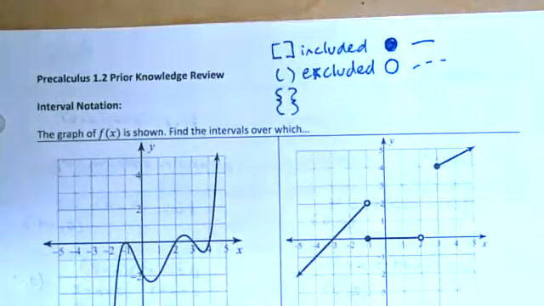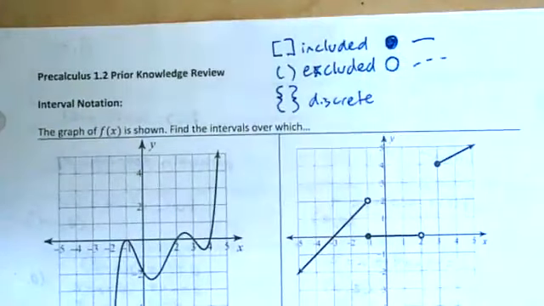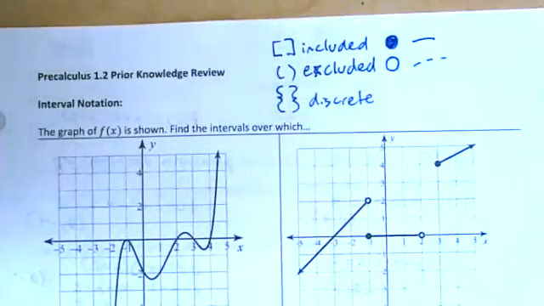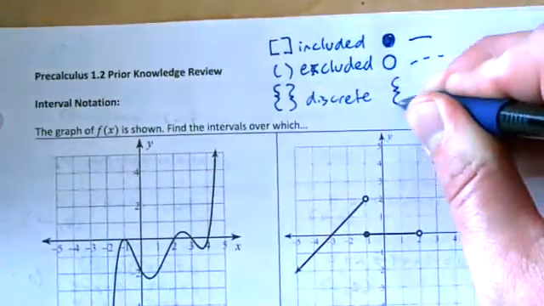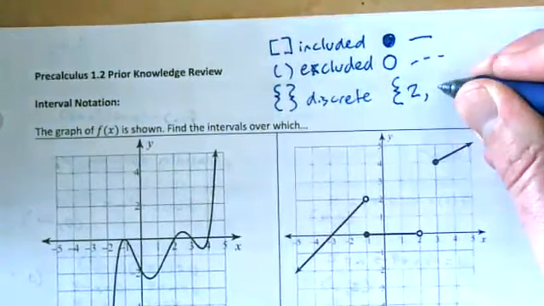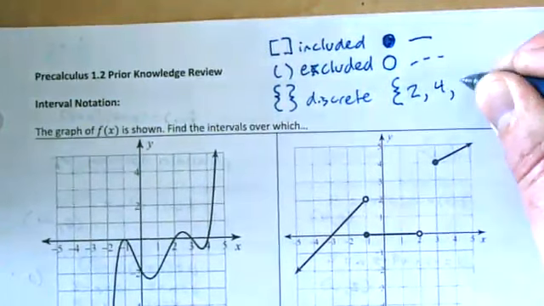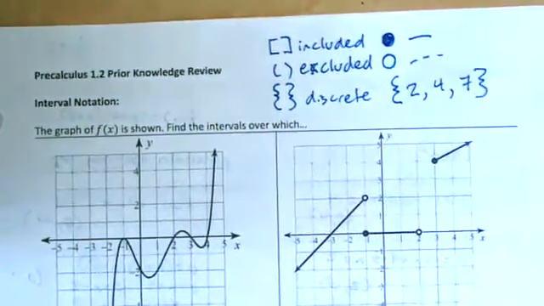Anyways, curly brackets. This is for discrete values. We're not talking about a range of numbers, like all the numbers between 2 and 3. We're talking about just 2 and just 3. When we have a situation like that, we put them in these curly braces and we list them with commas in between. So if you had an equation and the solution was 2 and 4 and 7, you would write that in that way.